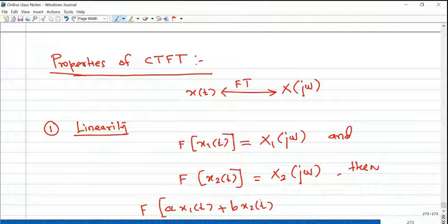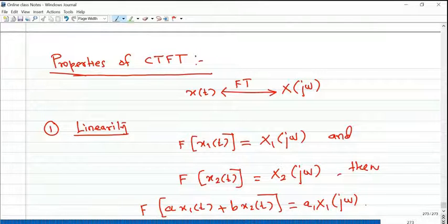We find the Fourier transform of a x1 of t plus b x2 of t. The result should be equal to a X1 of j omega plus b X2 of j omega. The property we already studied in Unit 1, linearity of a system: the system should satisfy both the additive property and the homogeneous property, and is then called a linear system. So this property is called the linearity property of the Fourier transform.